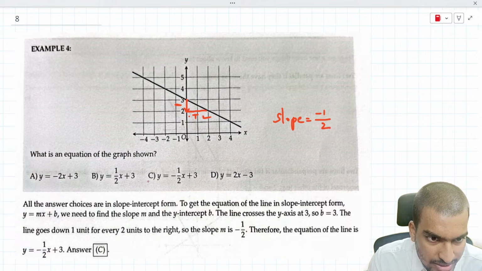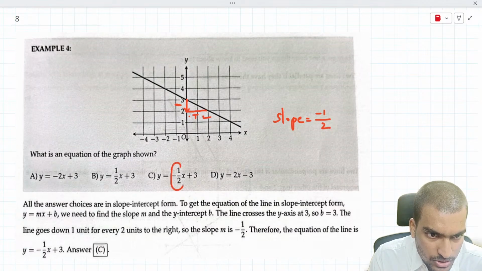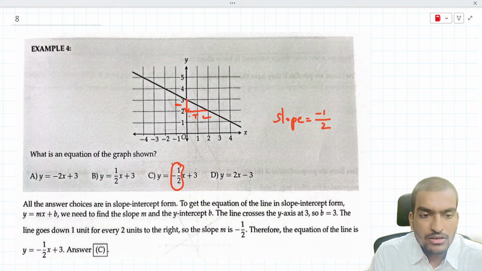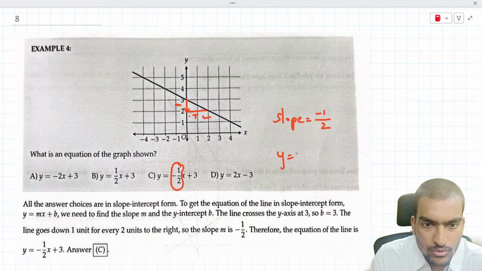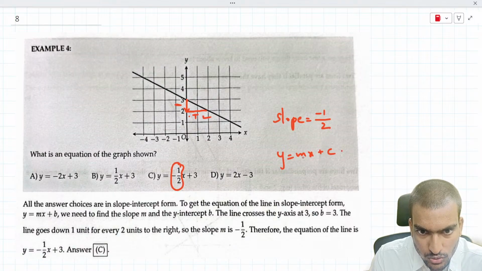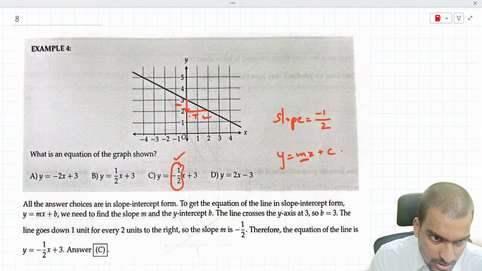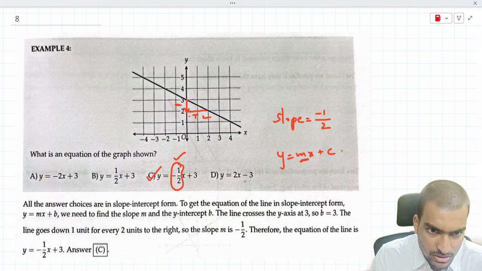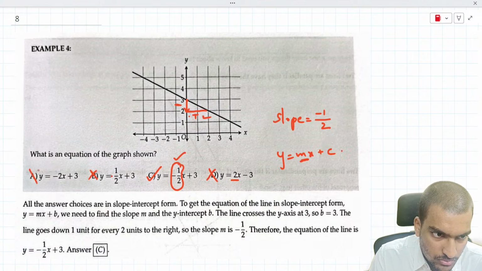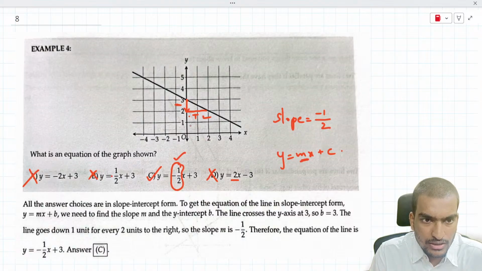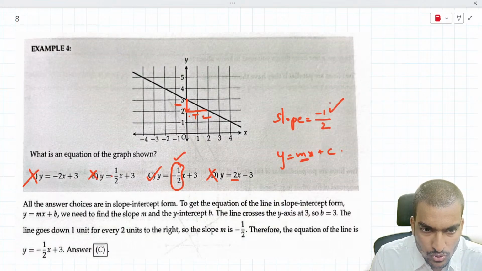So which option has -1 by 2? Only option C has that slope. Y equals mx plus c, where m is the slope. So in the place of m, there is -1 by 2 only for option C. For option D, it's not the same. It's +1 by 2. No. If you're clear with how I wrote the slope, that's fine.